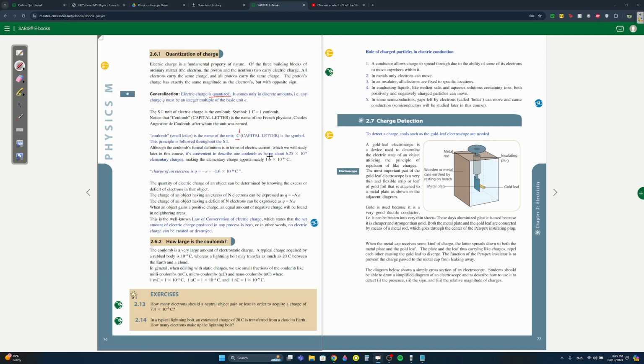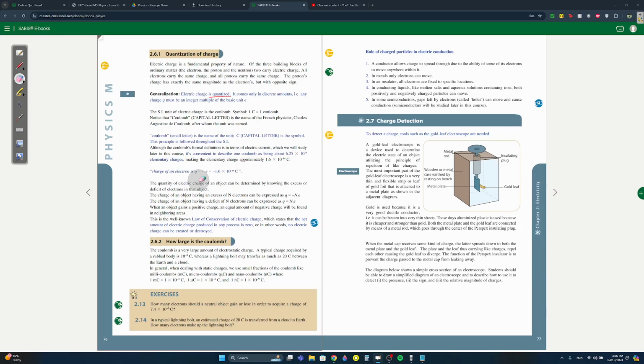They're saying that 1 coulomb is 6.25 times 10 to the power of 18 elementary charges, meaning each elementary charge is 1.6 times 10 to the power of negative 19 coulomb. So they're the inverse of each other. 1 coulomb is 6.25 times 10 to the power of 18 elementary charges, or each elementary charge, which is usually given, is 1.6 times 10 to the power of negative 19 coulomb. This could be a multiple choice question: 1 coulomb is about 6.25 times 10 to the power of 18 elementary charges. That could be an answer.